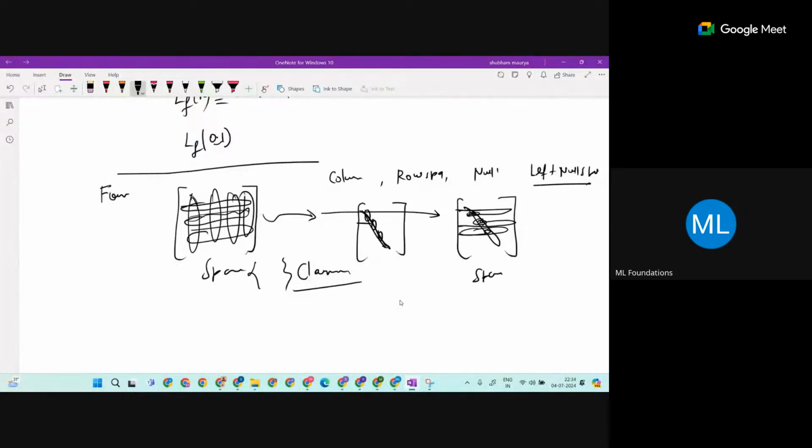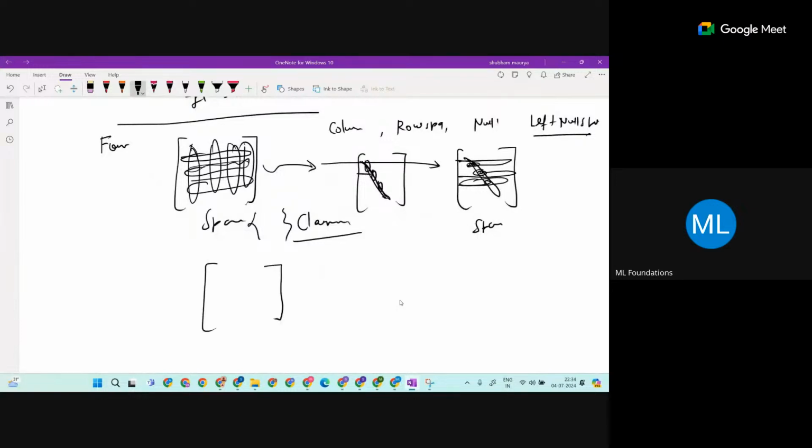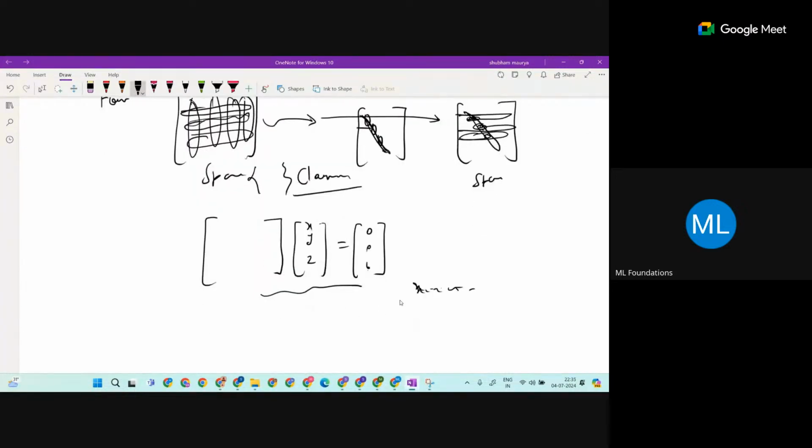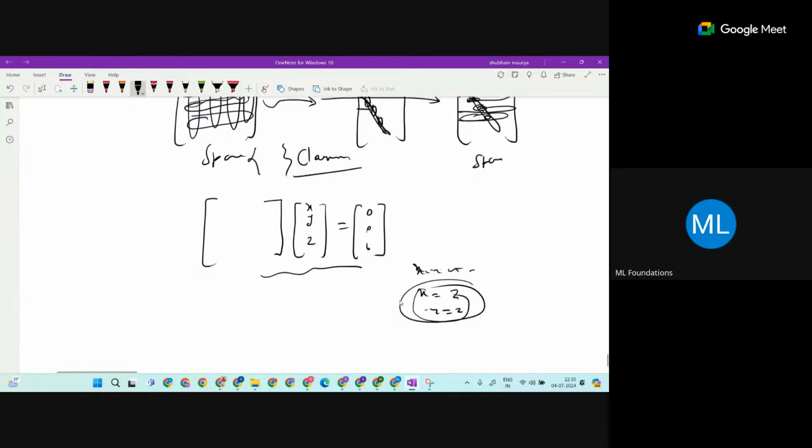Let me tell you now the next one. What is the null space? You have this matrix. The process is: on the right side put x, y, z, as many variables as there are columns, and equate it to 0. Solve this system of linear equations. You may get X written in terms of Y, or X in terms of Z, and Y in terms of Z. This solution is your null space.